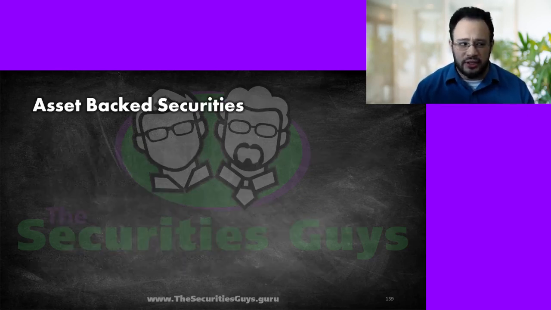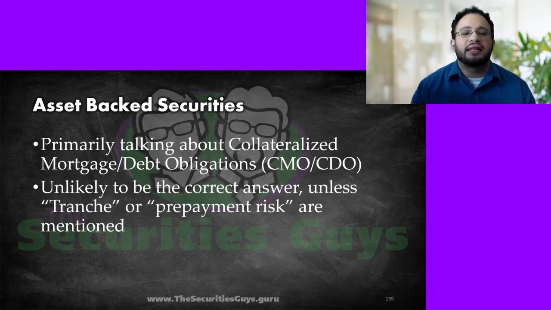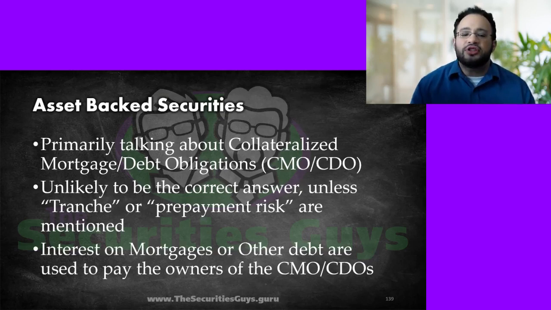Asset-backed securities. Primarily talking, in this case, about collateralized mortgage or debt obligations. That's CMO for the mortgage obligation, CDO for the debt obligation. They're unlikely to be the correct answer unless the word tranche or prepayment risk are mentioned. Then all of a sudden they may be the correct answer. But the interest on mortgage or some other debt is used to pay the owners of the CMO and CDO. That's basically what they are.